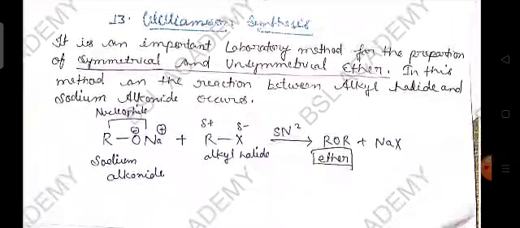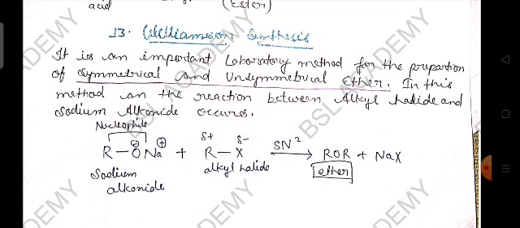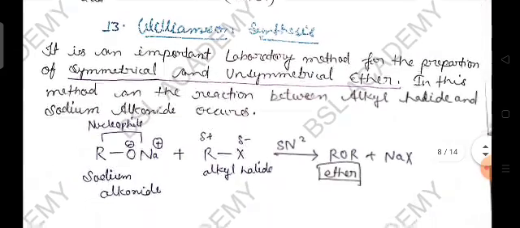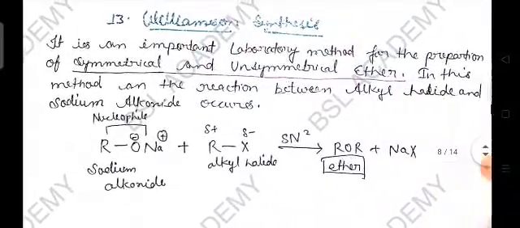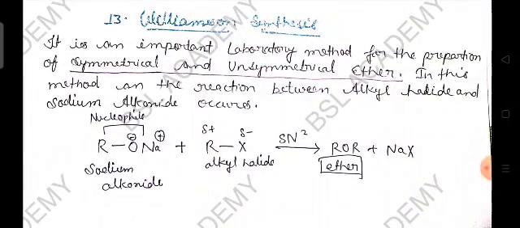Now next, Williamson synthesis. So this is the most important reaction. It is an important laboratory method for the preparation of symmetrical and unsymmetrical ether. So this is very important, that this is used for what? Symmetrical and unsymmetrical ether. In this method, the reaction between alkyl halide and sodium alkoxide occurs.